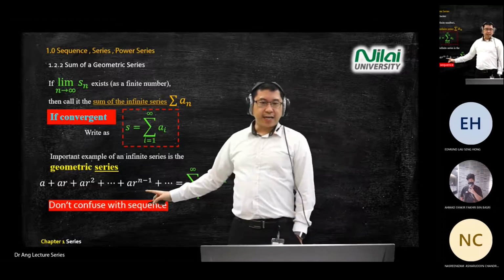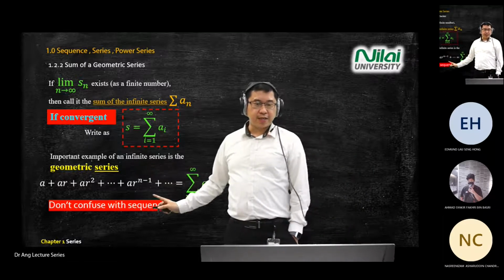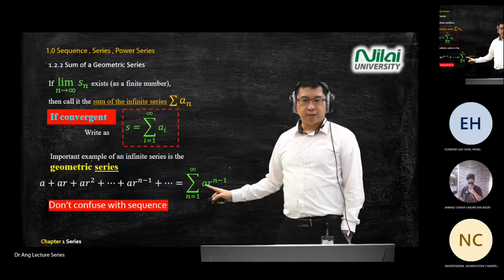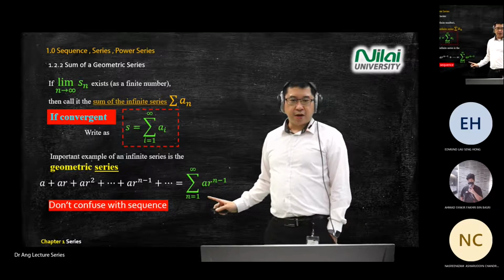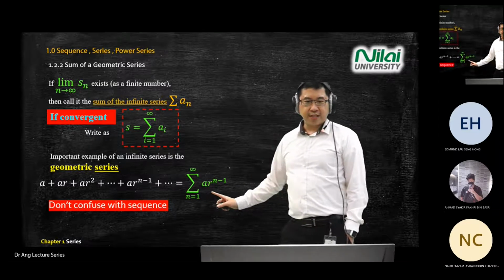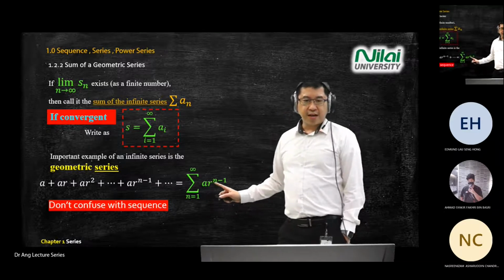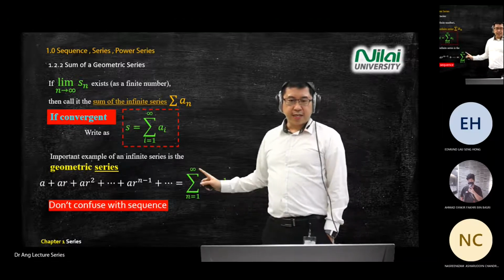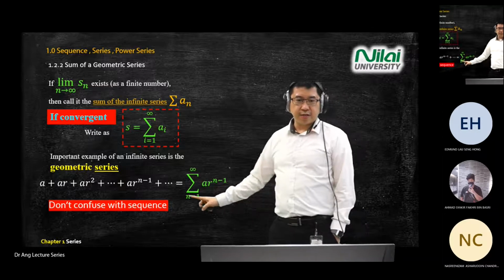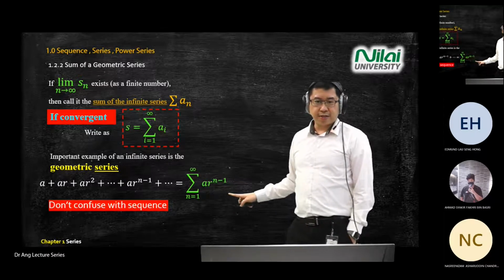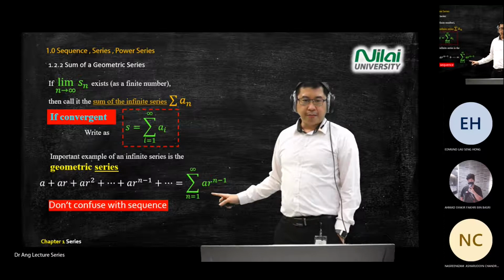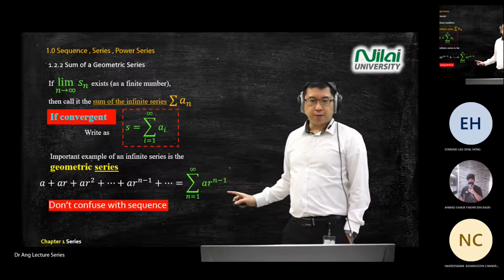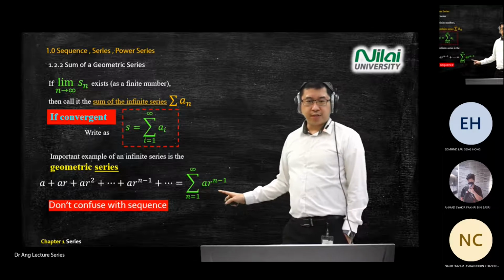If you add a geometric series in this pattern, straight away you can use this formula. It means you write the sum of the geometric series AR^(n-1). This is a geometric series. So remember, we have shown you a few examples. Today we look at the geometric series that you have here.